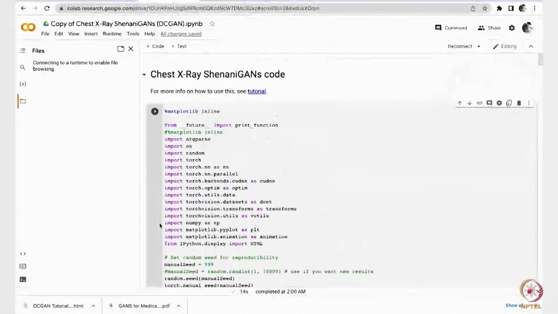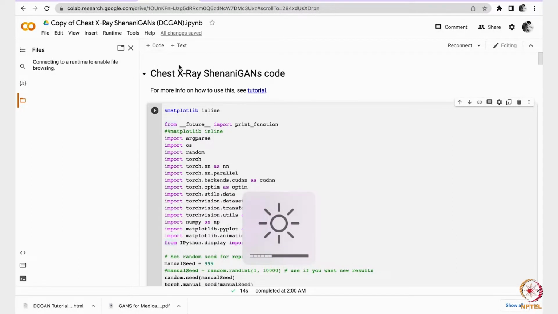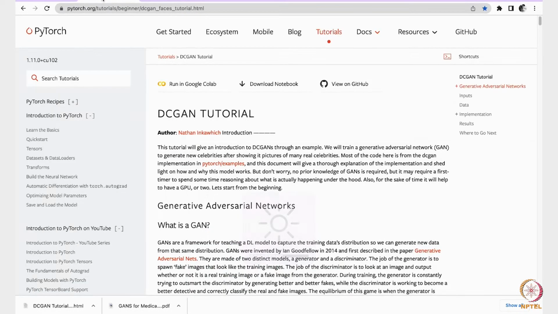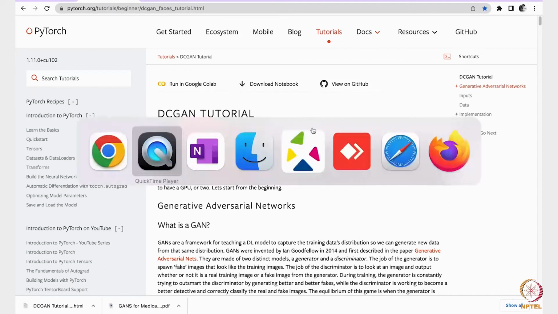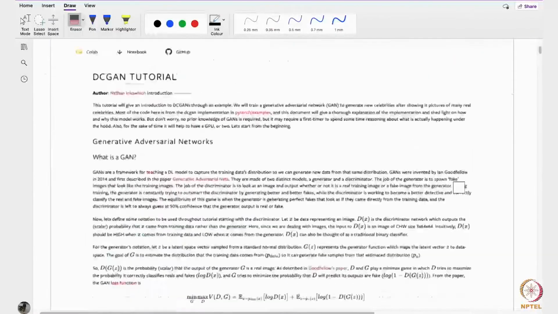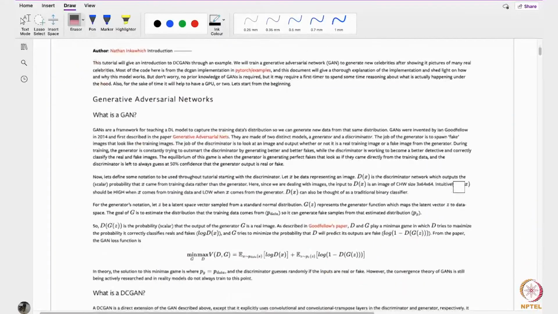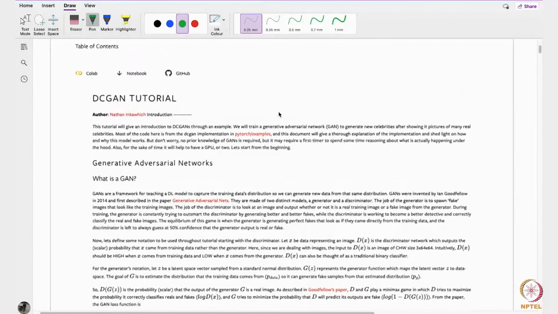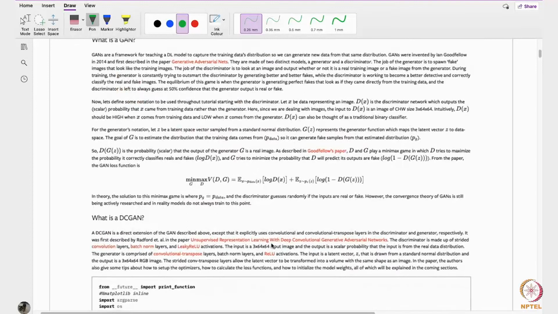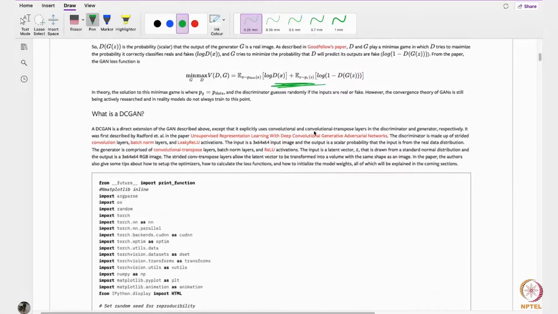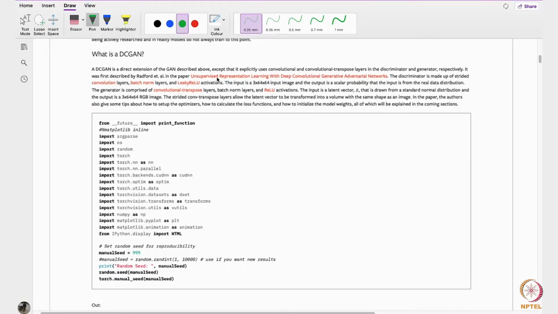But let me explain in a brief way. See here, this is the entire code. For explanation's sake, taken here. See here, the DCGAN tutorial. They just explained what exactly GAN is and what we have already discussed in the first part. Min-max algorithm. Now coming back to DCGAN.